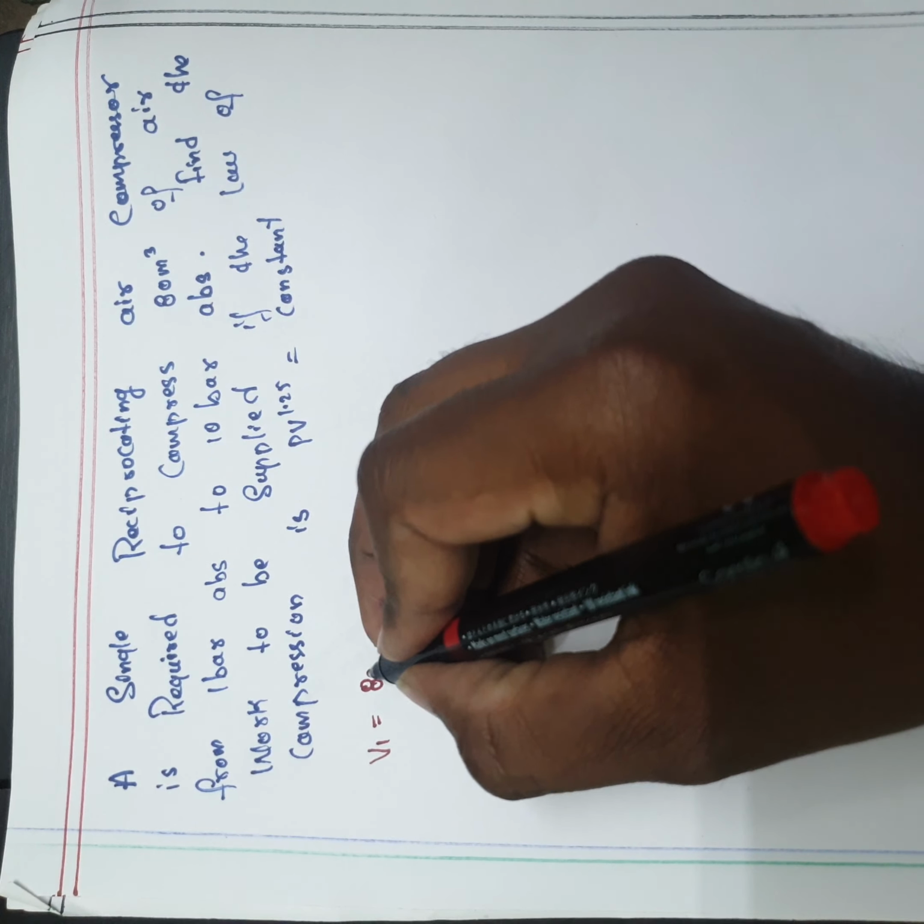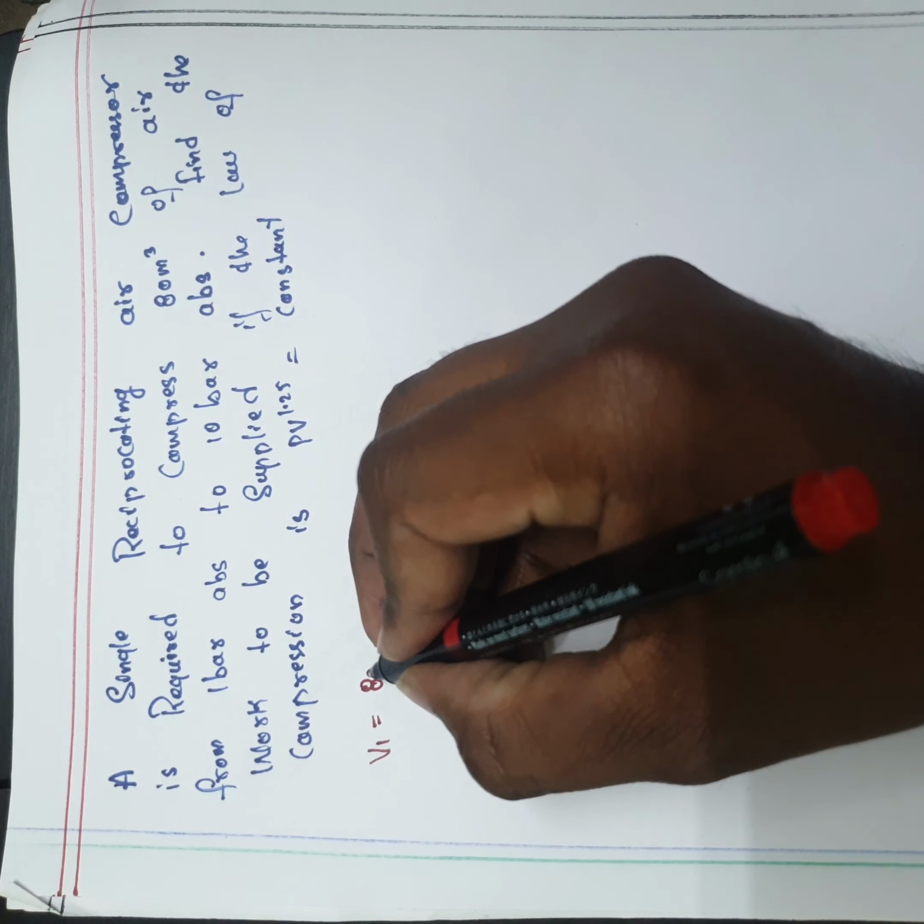So, here 1.4 is not there. What is the value of n here? 1.25. So, which process is the given one? Polytropic process. For polytropic, first you have to find out the work done. First write down the formula for polytropic work done.